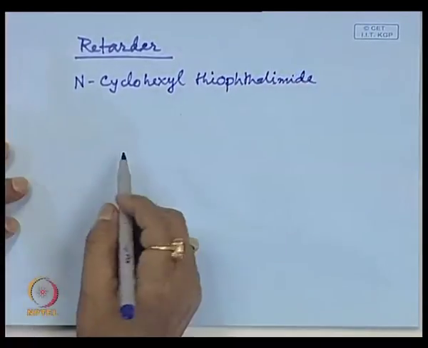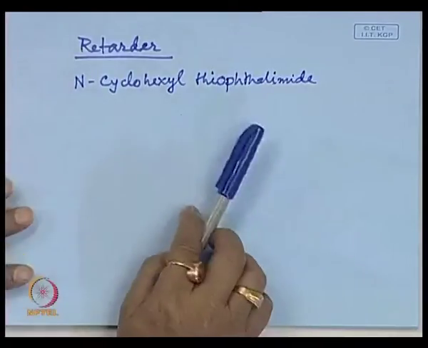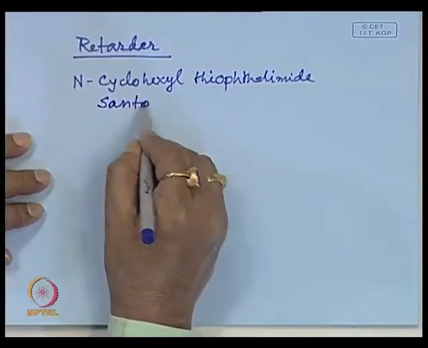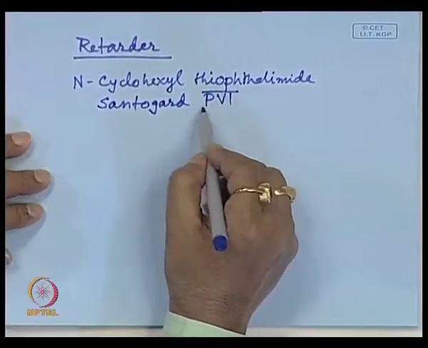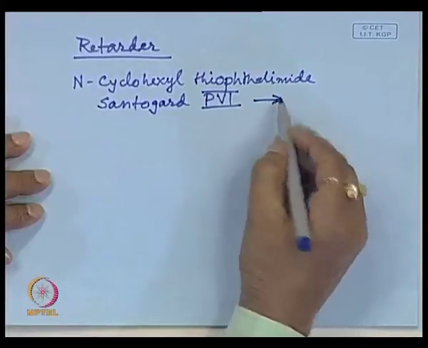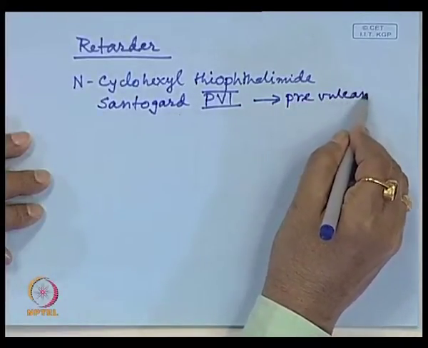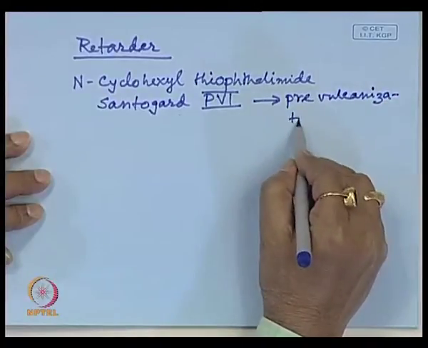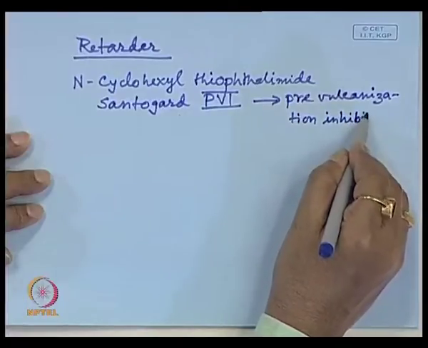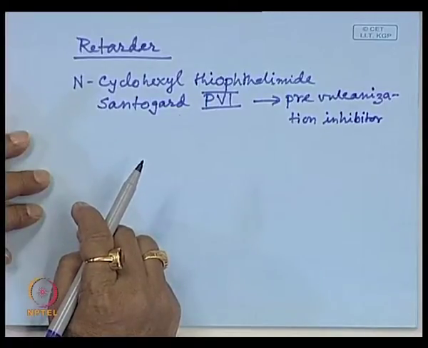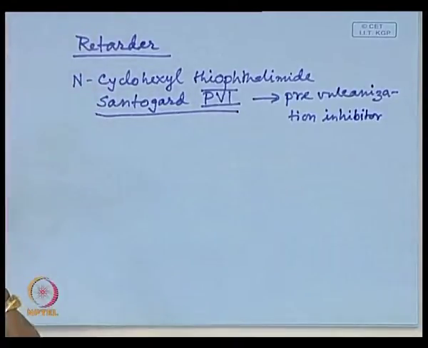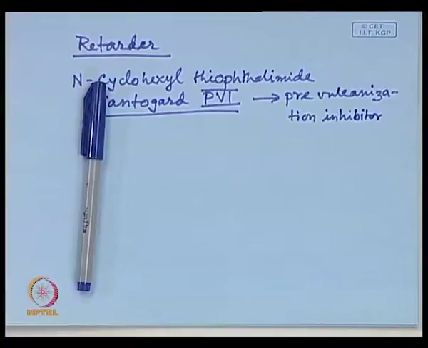This is a compound which is used for the retardation of vulcanization, or retarding the vulcanization reaction. The trade name is Santogard PVI or P6. PVI in another way you can say pre vulcanization inhibitor, or you can say P6. This is the trade name of this compound, N-cyclohexyl thiophthalimide. There are certain other examples in subsequent slides. I will show you. So, this is about the curing system.